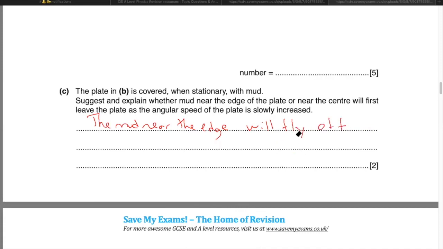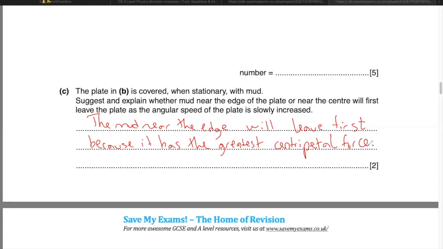Why am I saying fly off again? It's supposed to be will leave. By the way, don't use fly off, that's just an informal way of saying it. So the mud will leave first because it has the greatest centripetal force. By the way, our meeting is about to end in 1 minute, so that's it for today.